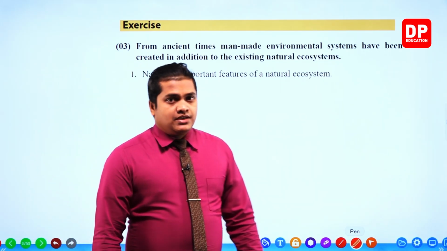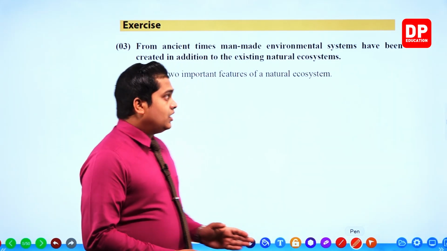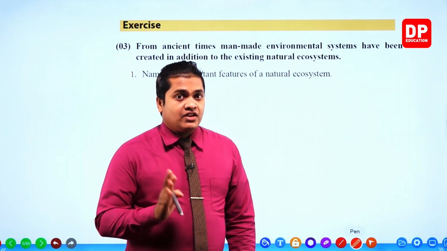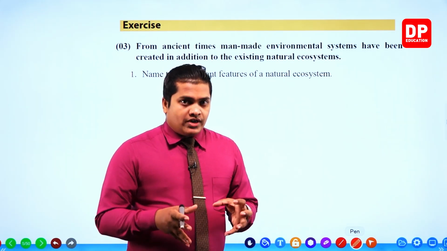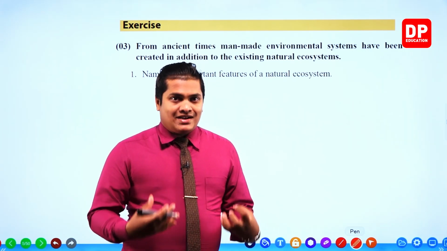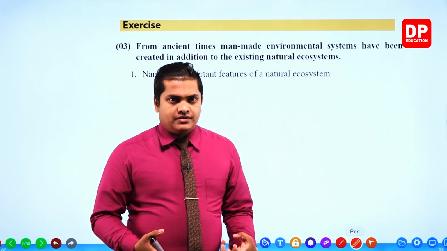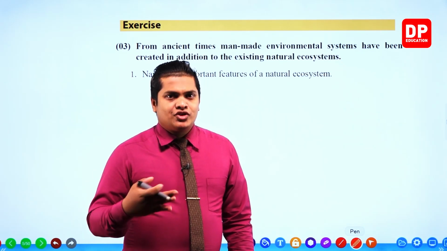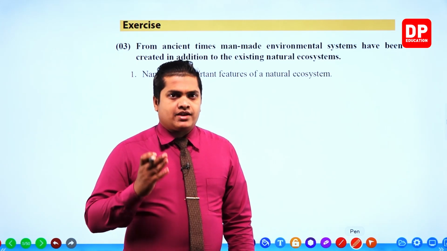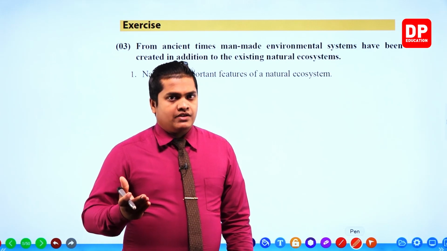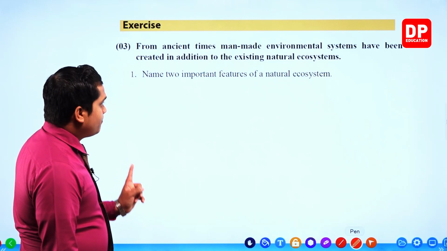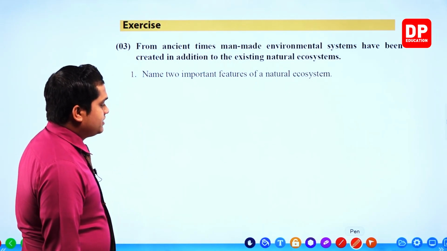And the other thing is that, my dear children, when you are discussing the important features, other than having rich biodiversity, the organisms or the materials are getting recycled here, and it acts as an independent unit. And also we can observe different kinds of interactions like living relationships and living non-living relationships. So we'll write down our answers. Name two important features of natural ecosystems.